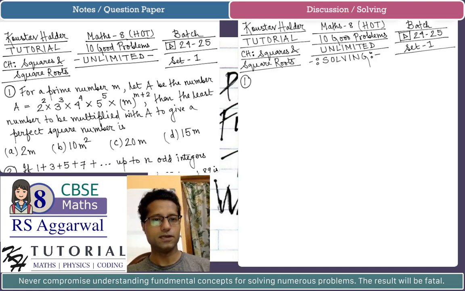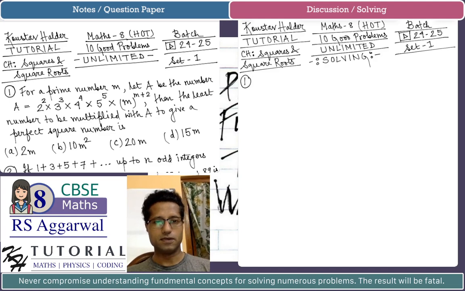Problem number 1 says, for a prime number m, let a be the number. A is given to be 2 to the power 2 (2 square) multiplied by 3 cube multiplied by 4 to the power 4 multiplied by 5 to the power 5 multiplied by m to the power m plus 2. M is a prime number. Let a be this number. Then the least number to be multiplied with a to give a perfect square number is.